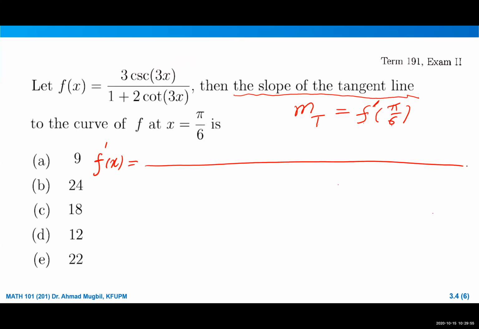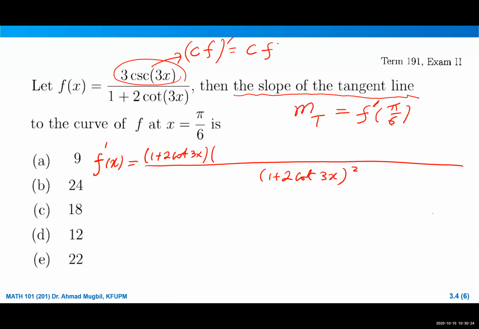So what we will do, we will write the denominator, which is 1 plus 2 cotan 3x all squared. So this is the quotient rule. Now we will write the denominator multiplied by the derivative of the numerator. Now, what we have here is a constant multiplied by a function. How do we differentiate a constant multiplied by a function? We will just multiply that constant by the derivative of that function. So now the derivative will be 3 times the derivative of cosecant. What is the derivative of cosecant, ya shabab? Minus cosecant cotan. It's negative itself times cotan x. You should know that.